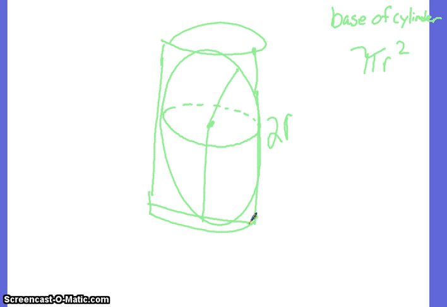So to find the volume of a cylinder, you're going to multiply the base times the height, right? So I'm going to multiply it by the height, which is 2r. Correct? So now if I multiply this by 2r, I get 2 pi r to the third power. With me so far?